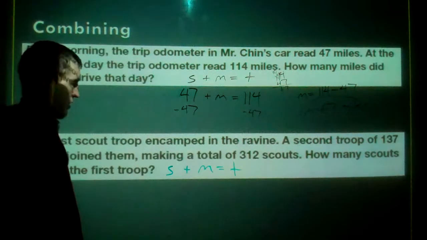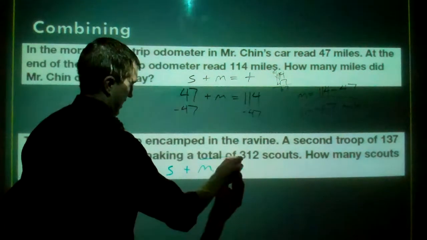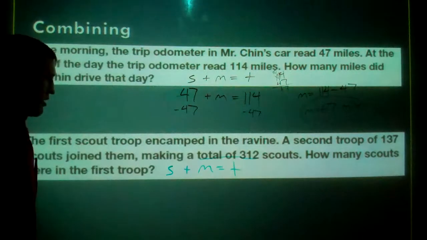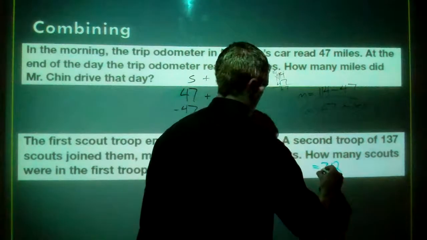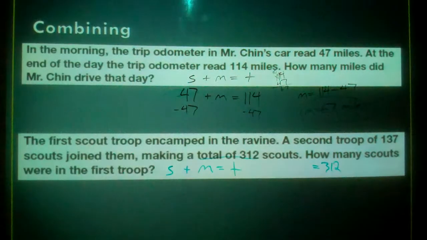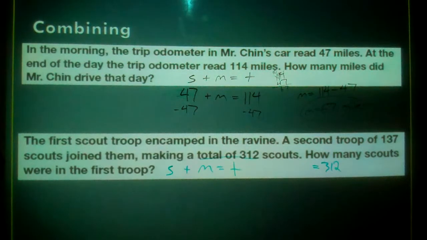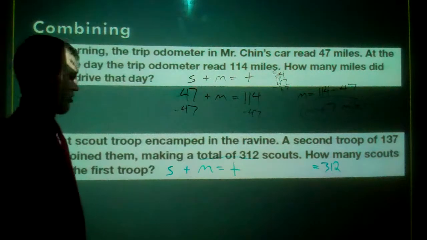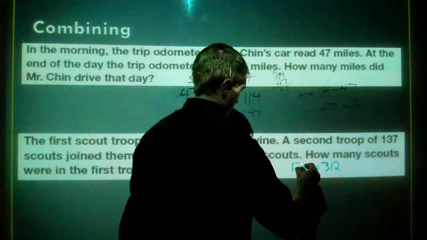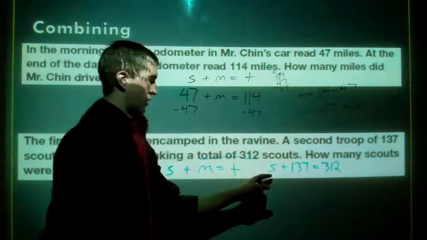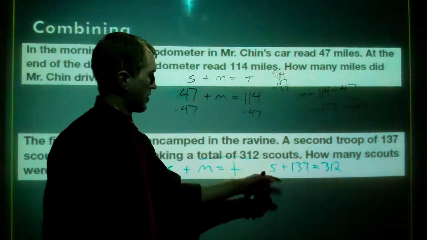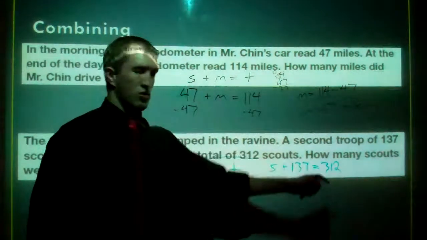Right off the bat, they told us that this is our total, 312. We don't know how many were in the first troop, that's what we're trying to figure out. But we do know that in the second troop there were 137. So we're going to be looking for this sum. Sum plus more equals our total.